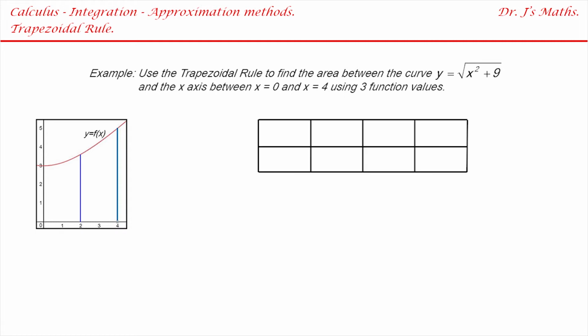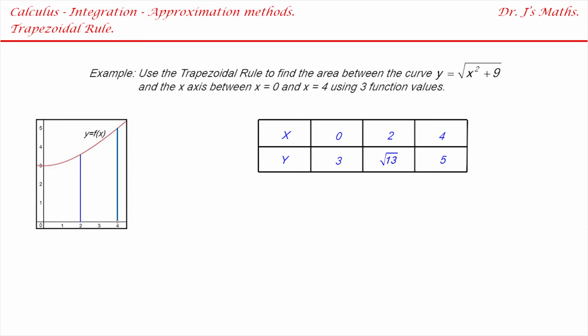First of all, draw up a table. Secondly, put in your x and y values in the left-hand column. Then put in the first and last of your x values. We then average those two to get the middle value. Then we calculate, using the x values, our y values, so just substituting into y equals the square root of x squared plus 9, gives us 3, root 13 and 5.